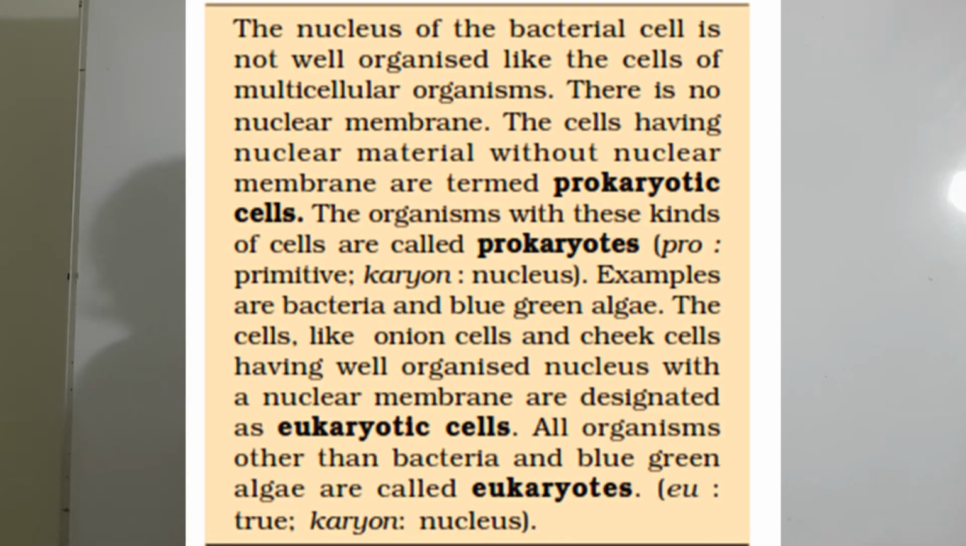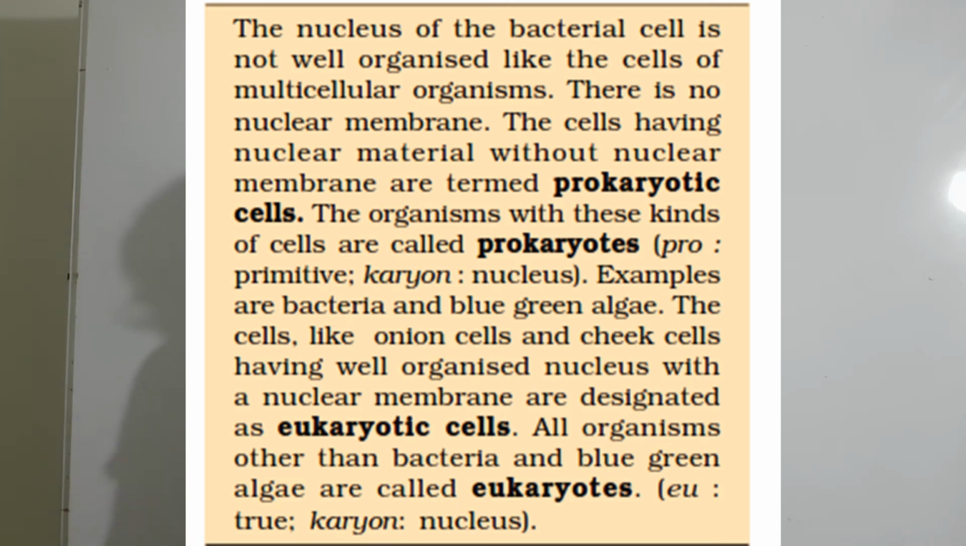The nucleus of the bacterial cell is not well organized like the cells of multicellular organisms. There is no nuclear membrane. The cells having nuclear material without a nuclear membrane are termed prokaryotic cells. The organisms with these kinds of cells are called prokaryotes. Pro, that is primitive, karyon, that is nucleus. Examples are bacteria and blue-green algae.